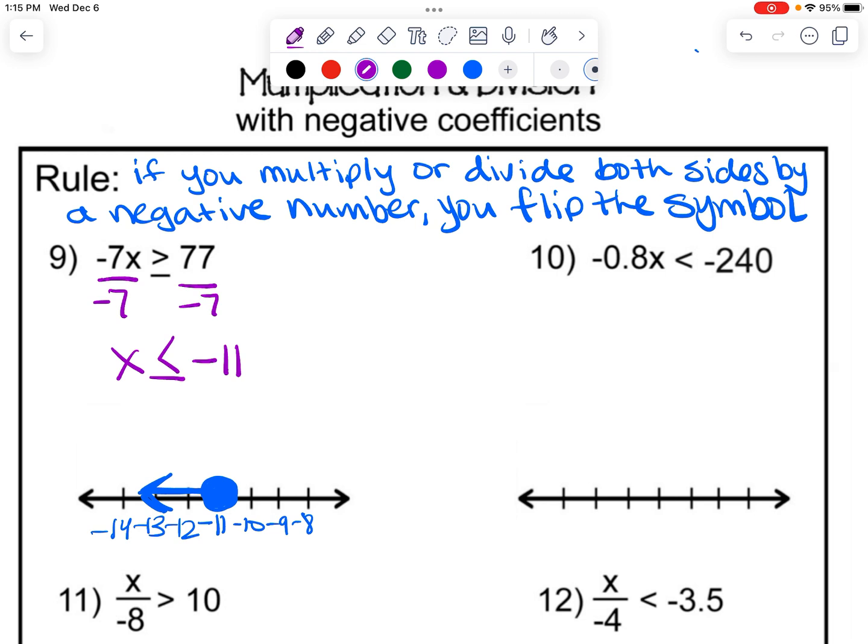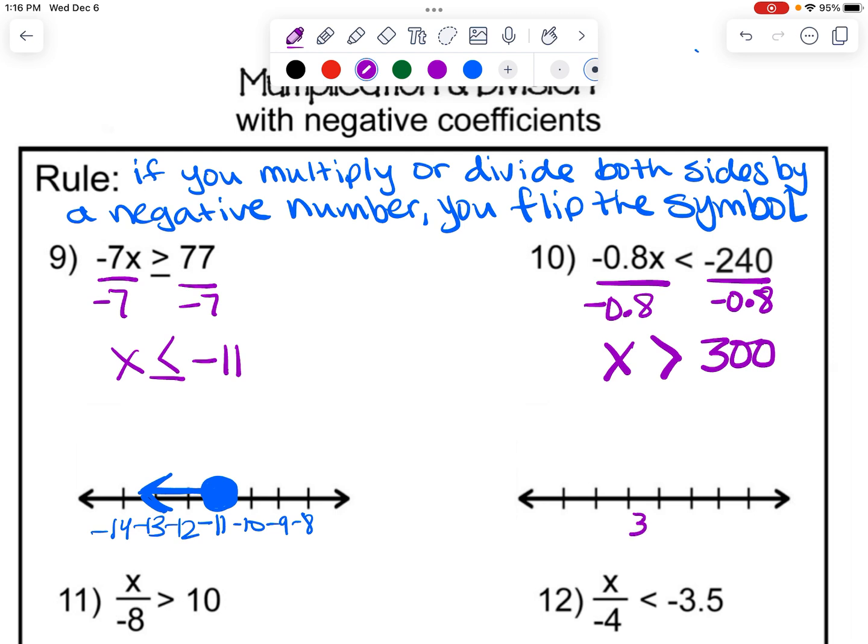For the next example, x is being multiplied by -0.8. So the opposite would be to divide both sides by -0.8. Whatever you do to one side, remember you need to do to the other. -0.8 divided by -0.8 is just 1, which is why we did it. Since I'm dividing by a negative, I want to switch the direction of my inequality symbol, and then 240 divided by 0.8 is 300. And since I have a negative divided by a negative, it's a positive 300.